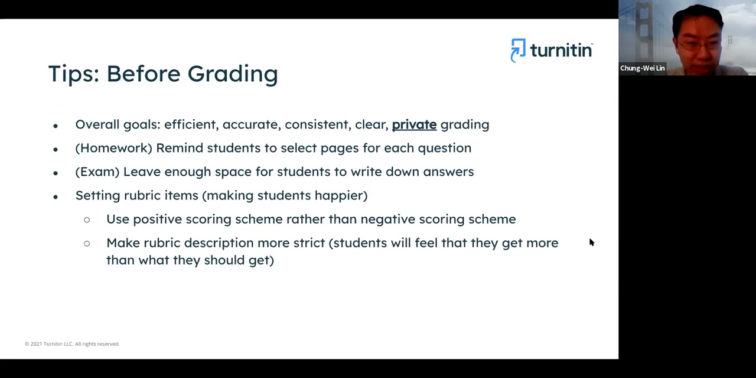Okay, next slide, please. Okay, so in the following several slides, I want to share some of my tips about Gradescope. I think these tips also demonstrate how good Gradescope is. So the overall goal is you want to make the grading very efficient, very fast, for sure. And Gradescope can help you achieve very accurate and consistent grading.